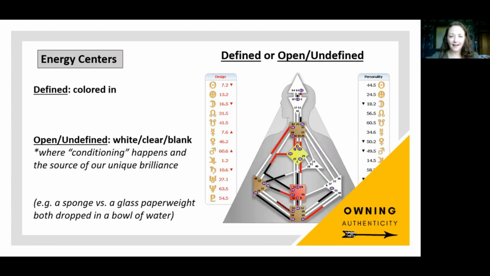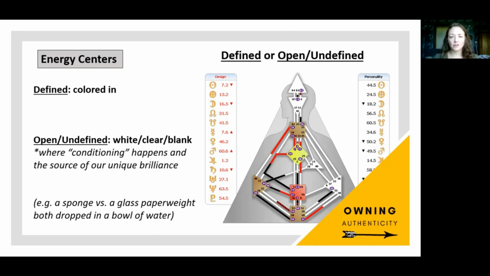And what really caught my eye was this difference between having a defined energy center or an open or undefined energy center. And just so we're clear, the energy centers are these shapes, the triangle, square, the diamond, the little triangle, all of these shapes are the 9 energy centers. And if the energy center is colored in, meaning it's a color, whatever color it is, that means it's defined. And we're going to get into how something gets defined a little bit later. If it's white or clear, it's open. So it's not actually white, it is clear, it's empty. And that is where conditioning happens.